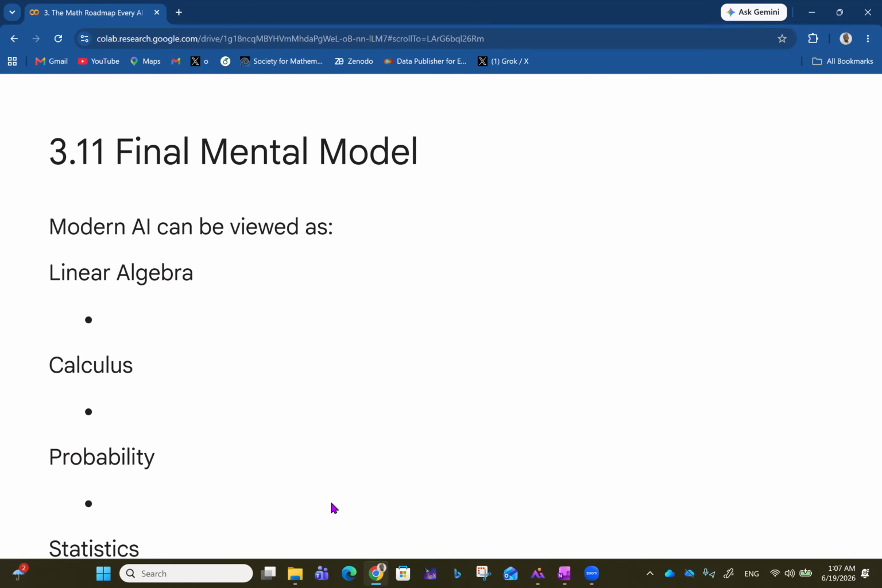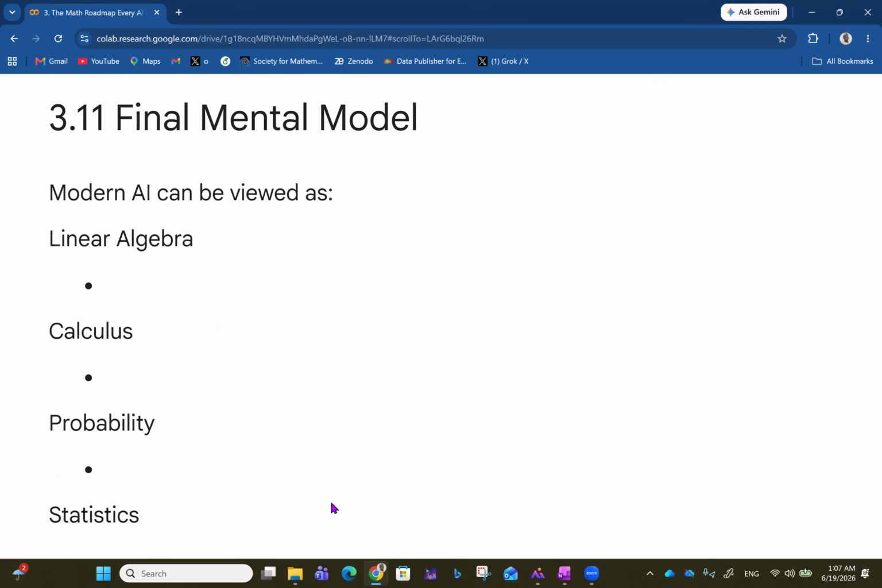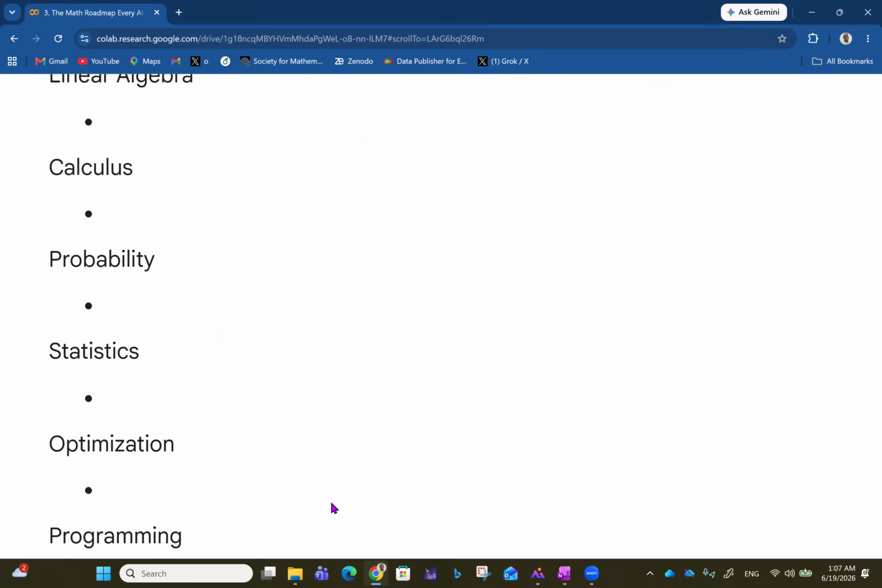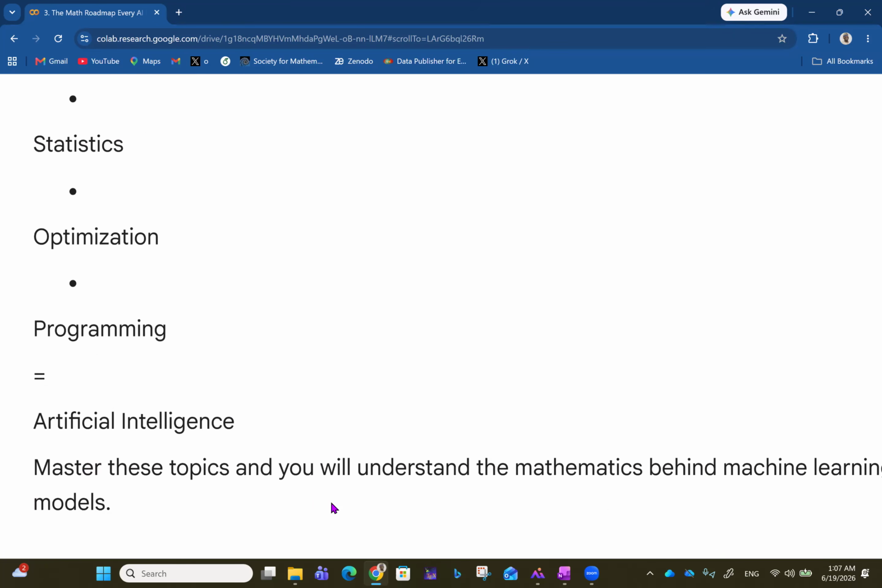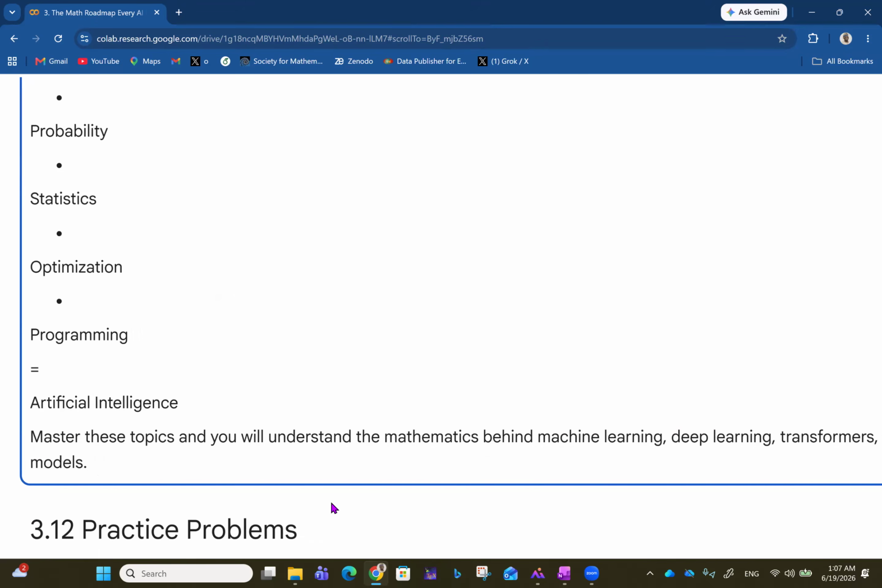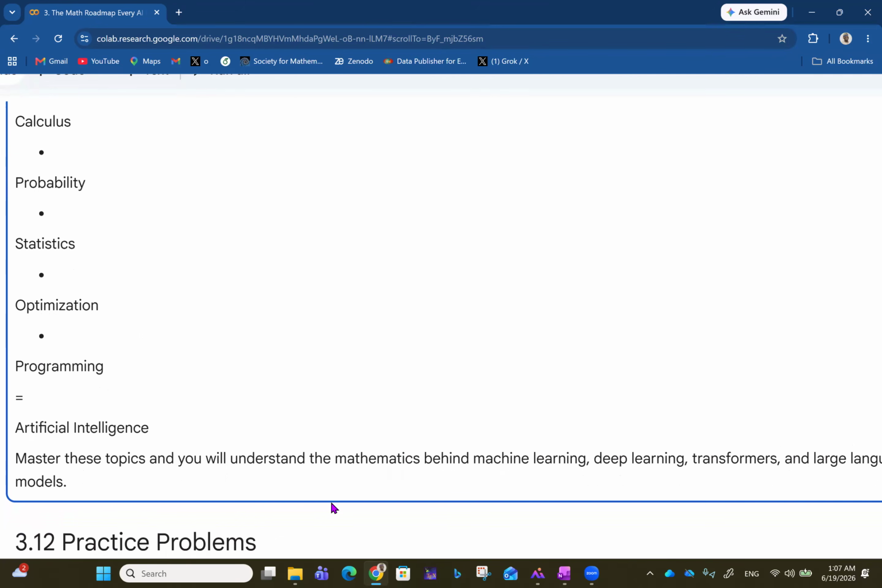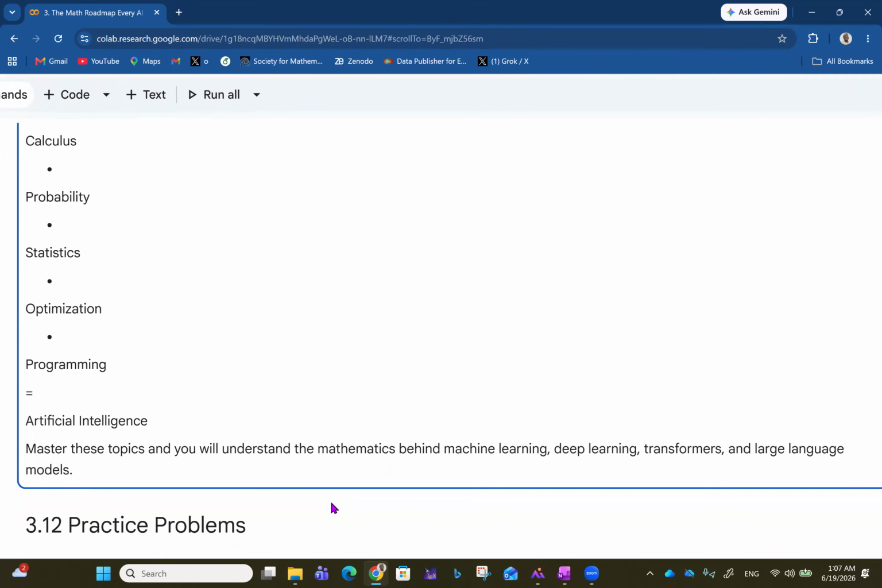So our final mental model: modern AI can be viewed as linear algebra, calculus, probability, statistics, optimization, and programming, all leading to artificial intelligence. If you master these topics and you understand the mathematics behind machine learning, you will understand the mathematics behind machine learning, deep learning, transformers, and large language models.